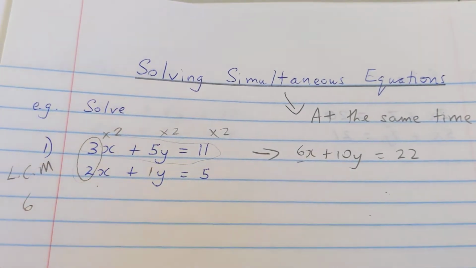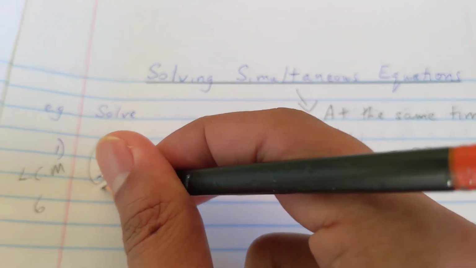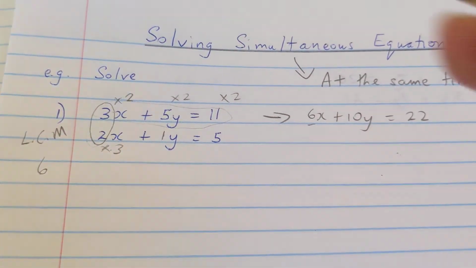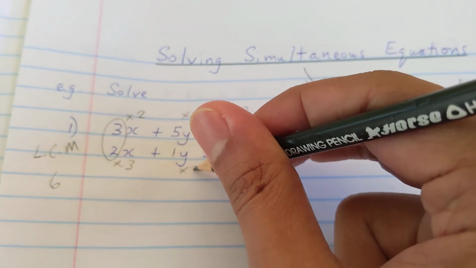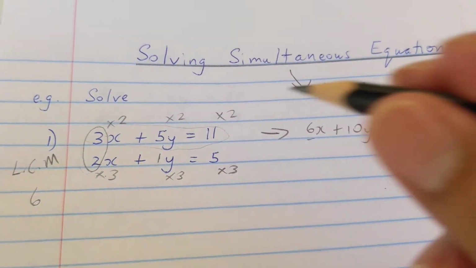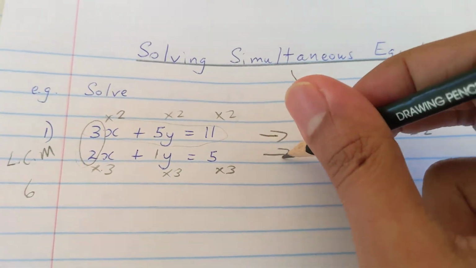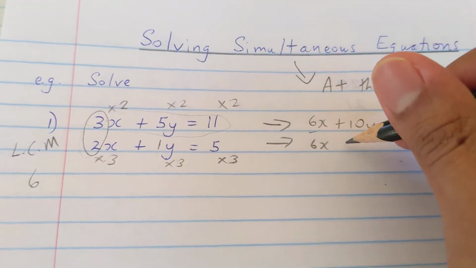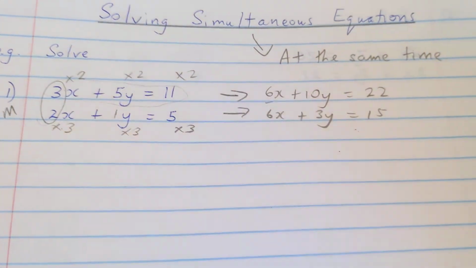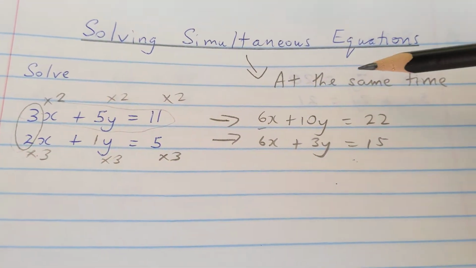So I'll multiply the whole equation by 2. The goal is to get 6x. Same thing in the second one. I want to turn this into 6x. So to turn that into 6x, I need to multiply by 3. And everybody in his row, in his equation, has to get the same exact treatment. So all of them are going to be multiplied by 3. 2 by 3 gives 6x, which is what I want. 1 by 3 gives 3y. 5 by 3, 15.